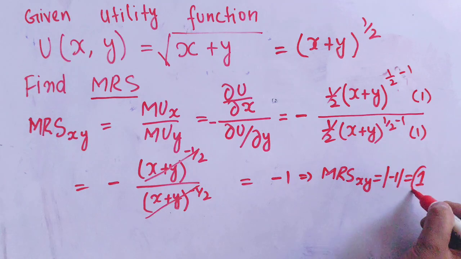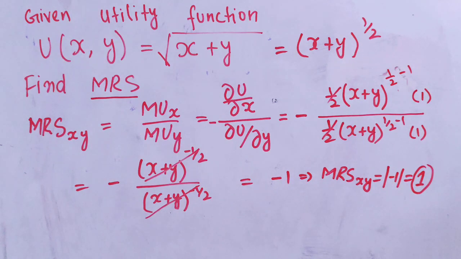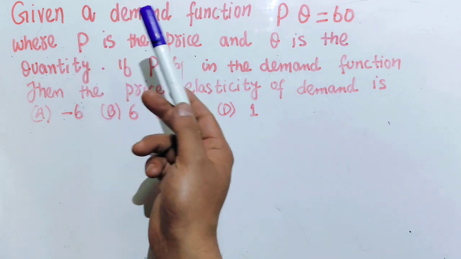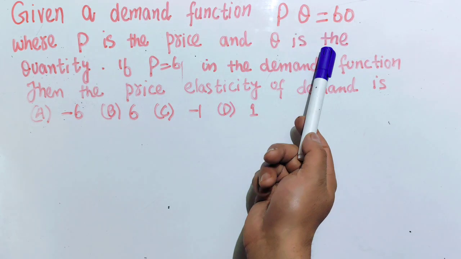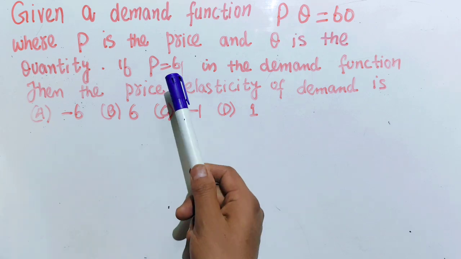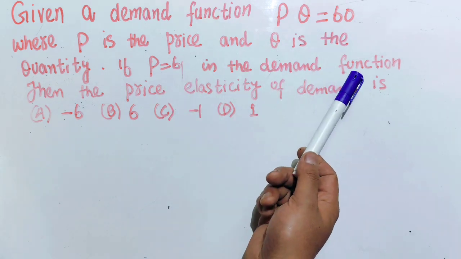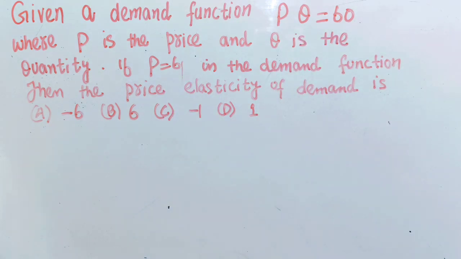So we have constant marginal rate of substitution here, which is equal to 1. Now the question is, given a demand function P into Q is equal to 60, where P is the price, Q is the quantity. If price is equal to 6 in the demand function, then the price elasticity of demand is, options are being given, we need to find out the correct option.